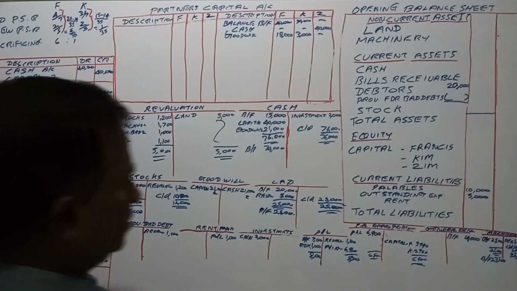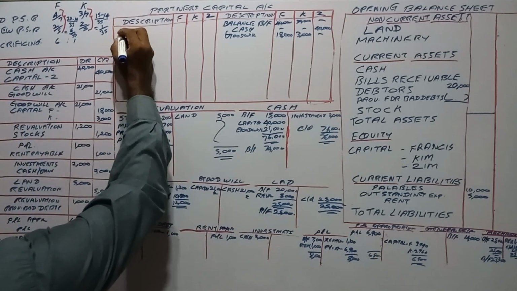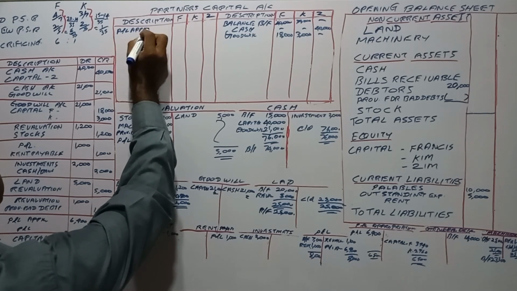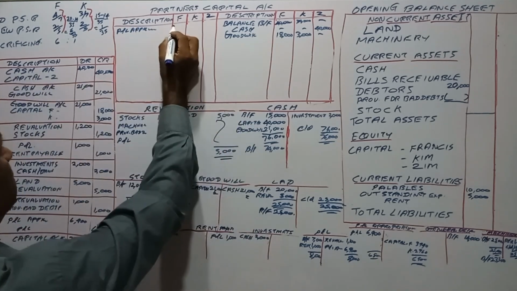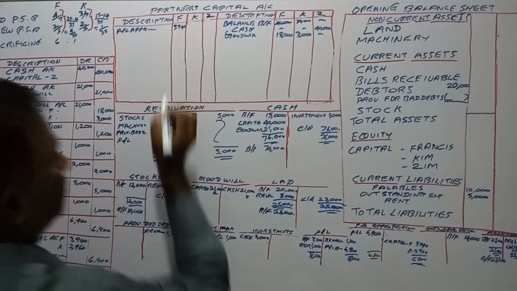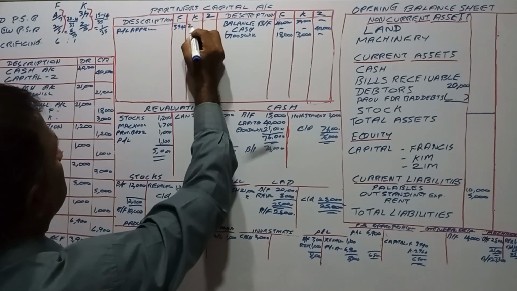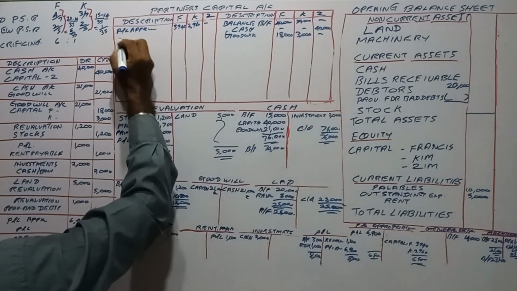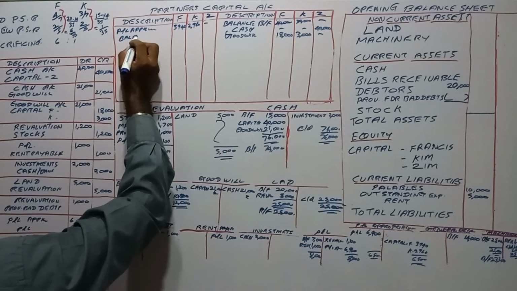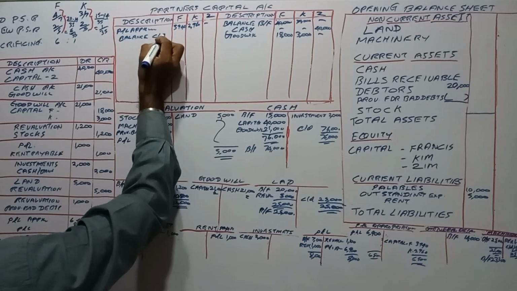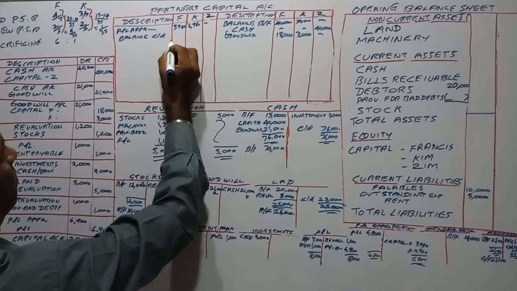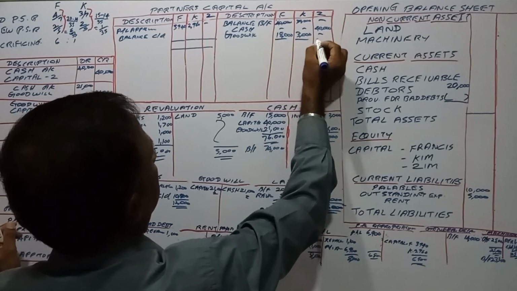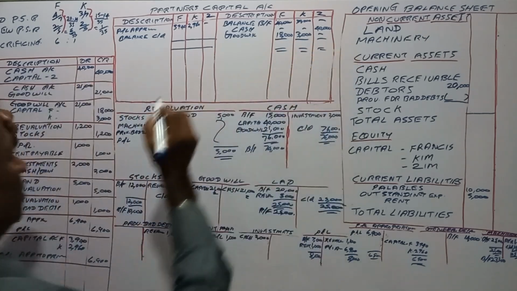This is the double entry. So capital account, P&L appropriation account 3,940 and 2,960, right? Here balance carried down, carried down, right?